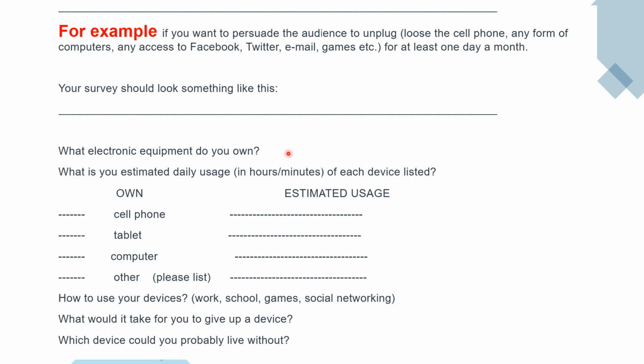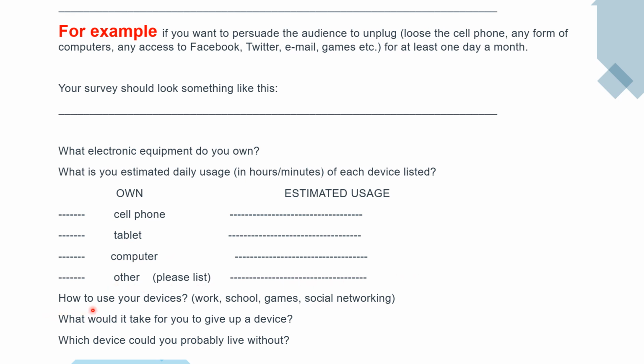And obviously the exact look will depend on the survey creator you use, but your questions will look something like this. What electronic equipment do you own? And then I have a list here. And what is your estimated daily usage? So do you own a cell phone? They could check off here. And you could put this as yes or no if you wanted. Estimated usage, so how much time? And I think I would probably have to make this a little better. Estimated usage in minutes per day or hours per week, whatever is going to be best for you to know. Tablet, yes or no. Estimated usage. Computer, what other technology do you own?